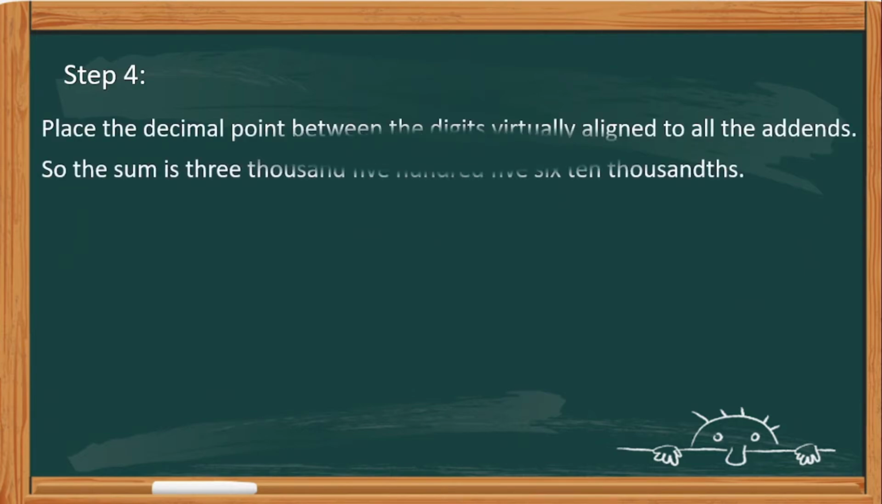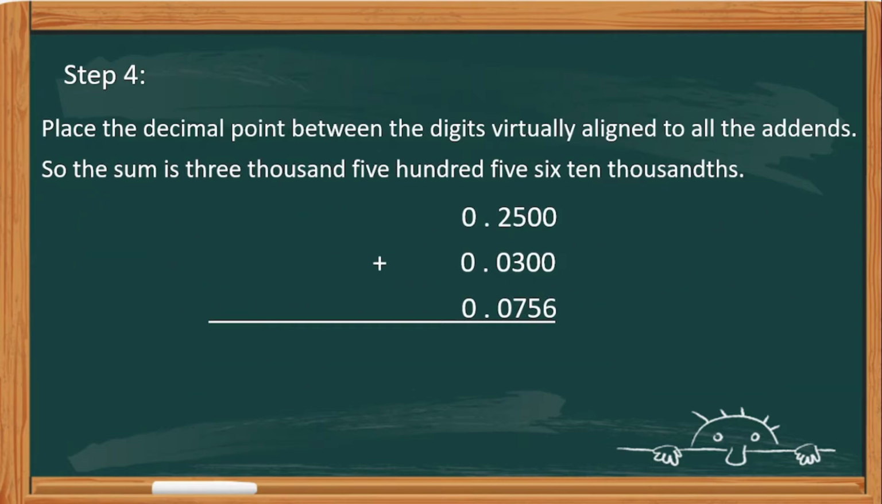Step 4. Place the decimal point between the digits vertically aligned to all the addends. The sum is 3,556 ten-thousandths. So 0.2500, 0.0300, 0.0756 is equal to 0.3556.